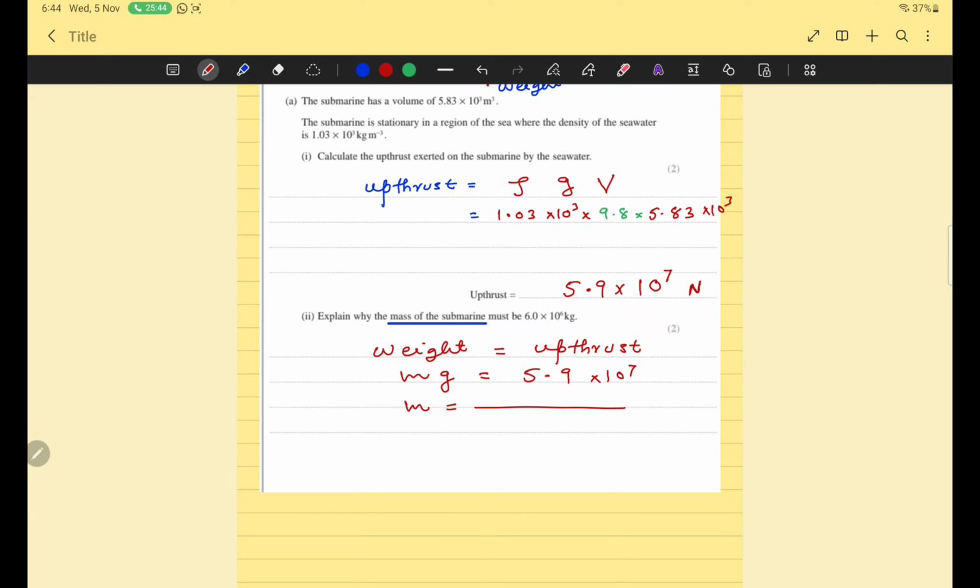So this mass equals 5.9 exponent 7 divided by 9.81, and I think if we divide this number, then the answer will be 6.0 exponent 6 kg. So weight equals upthrust, and by this equation we have calculated the mass of the submarine.